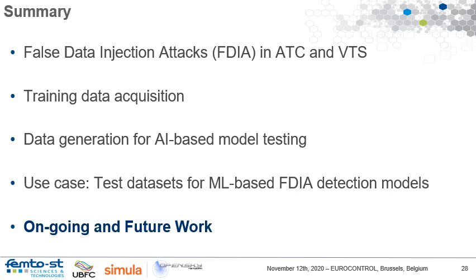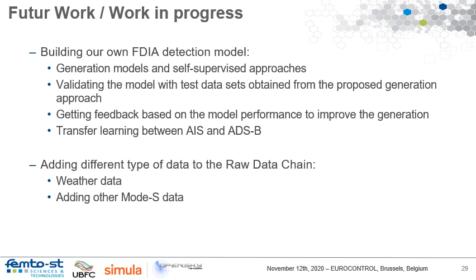Finally, we're going to be showing the ongoing and the future work. So right now, the idea is to build our own FDI detection model based on generation and self-supervised approaches. First, we want to validate the model with the test datasets obtained from the proposed FDIT generation approach, of course. But we also want to get feedback from the model based on its performance to improve the generation, so that the data can go back and forth between the model and the FDIT so that they both improve each other, as a kind of adversarial approach.